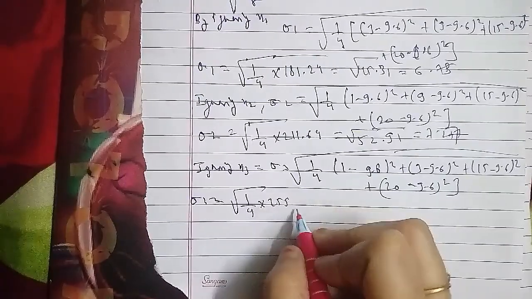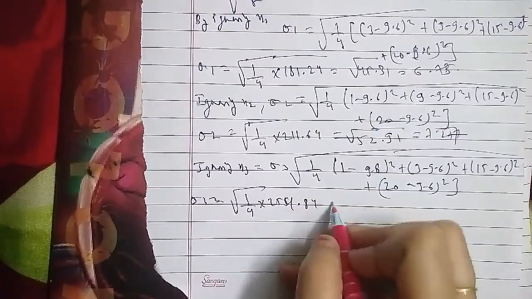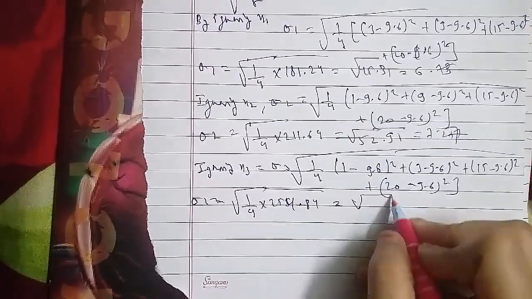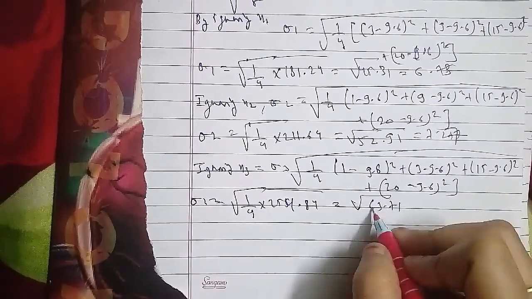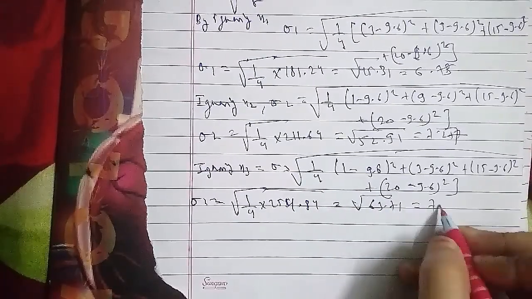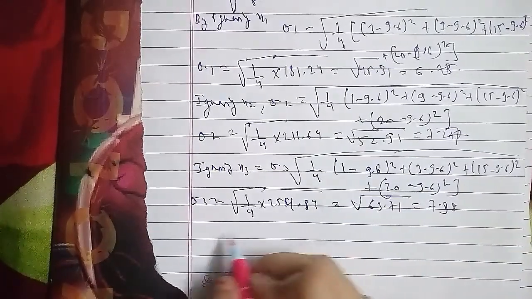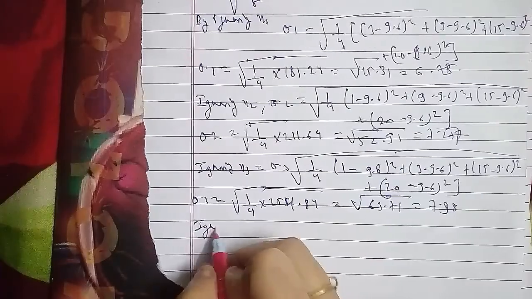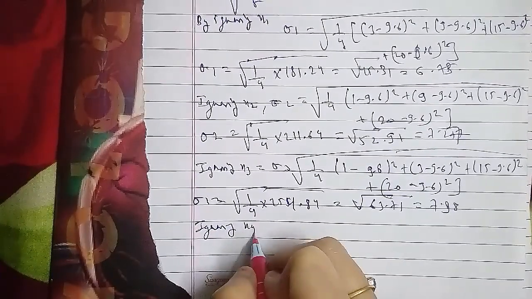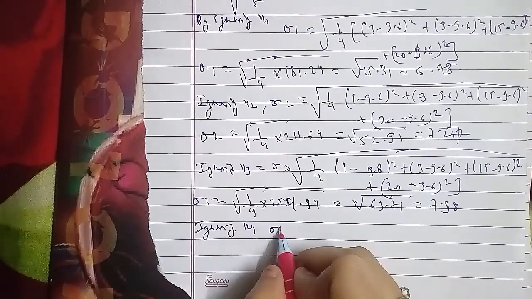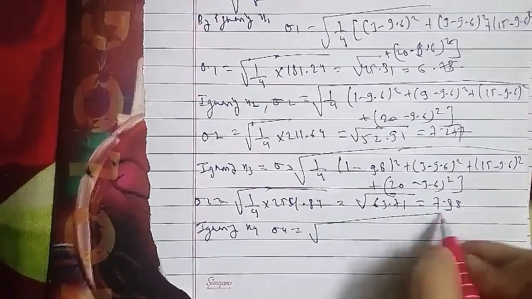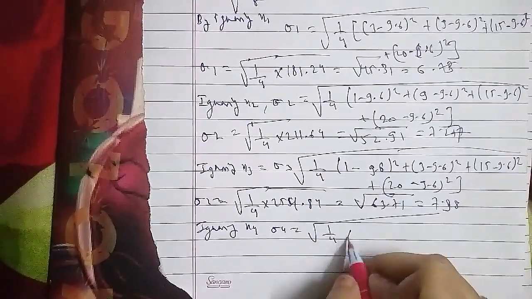Now by ignoring x5, that one we have to solve out here as well. By ignoring x5, sigma 5 equals 1 upon 4 into 147.04 under root, that is equal to 36.76, which is equal to 6.06 here.